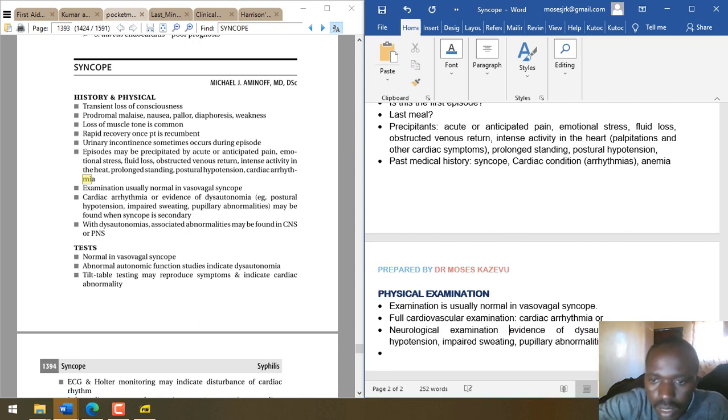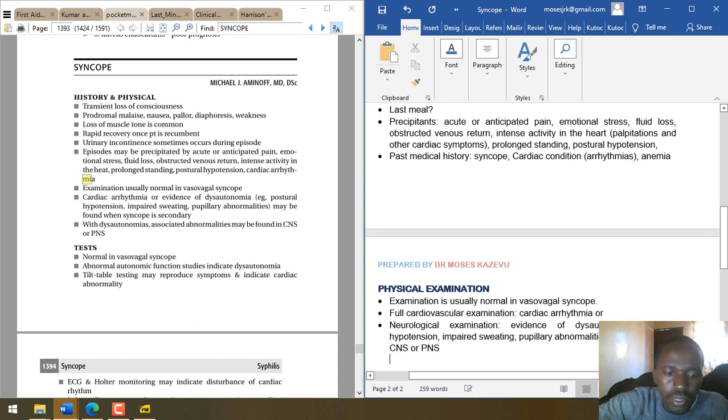Evidence? Yes. So evidence of dysautonomia may be found in the CNS or PNS. Okay, so those are the important things you do with history. Also, family history is very important.